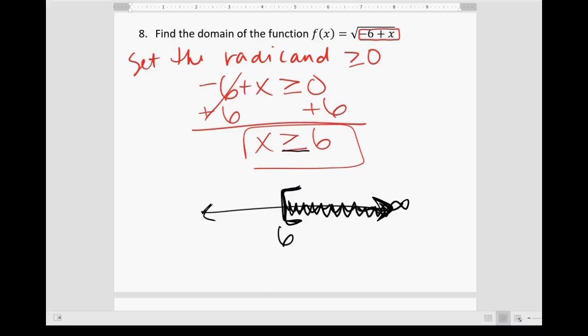Now in interval notation, for the shaded region, I only have one interval to write out. You always start on the left part of the interval, so it starts right here at 6, and I do include 6. I'm going to use a bracket, comma, all the way to infinity. And then you always use parentheses by infinity. And that's going to be your domain in interval notation.